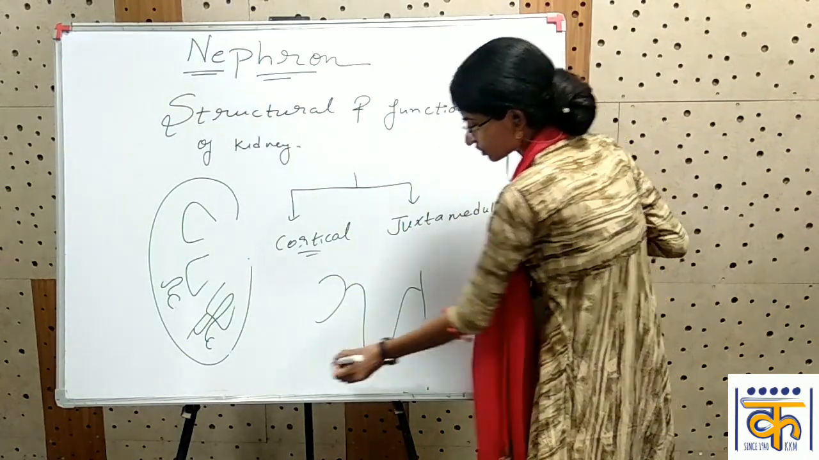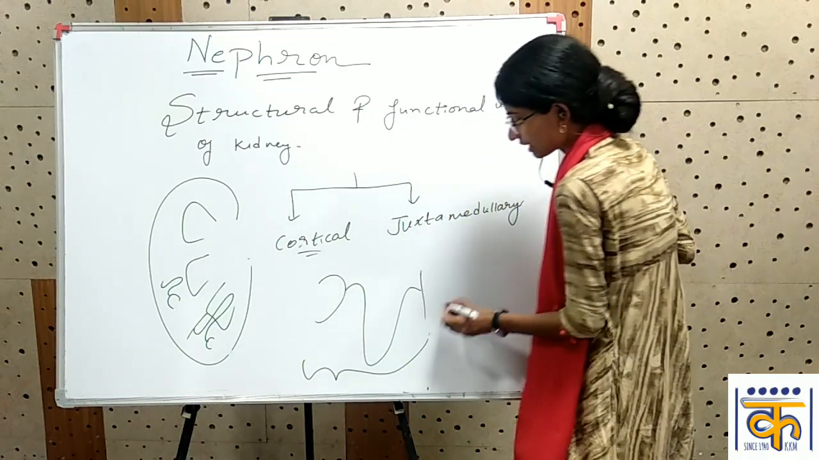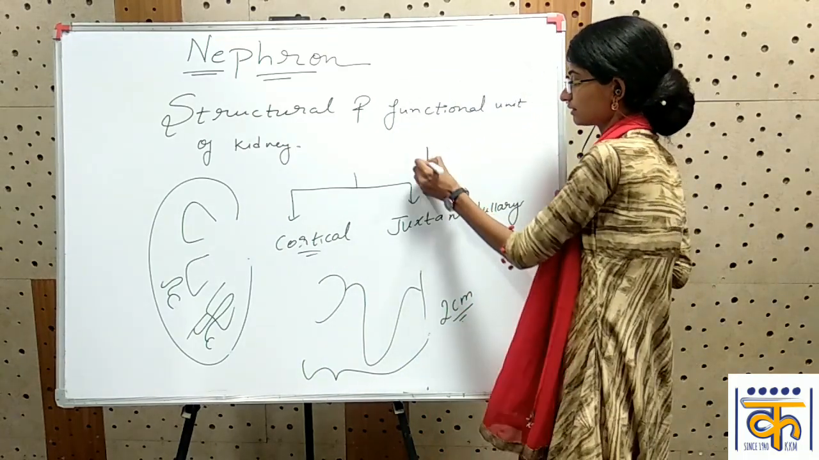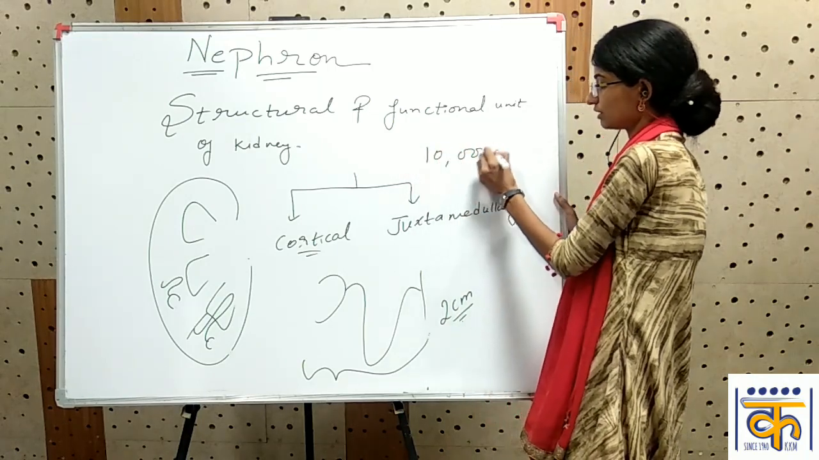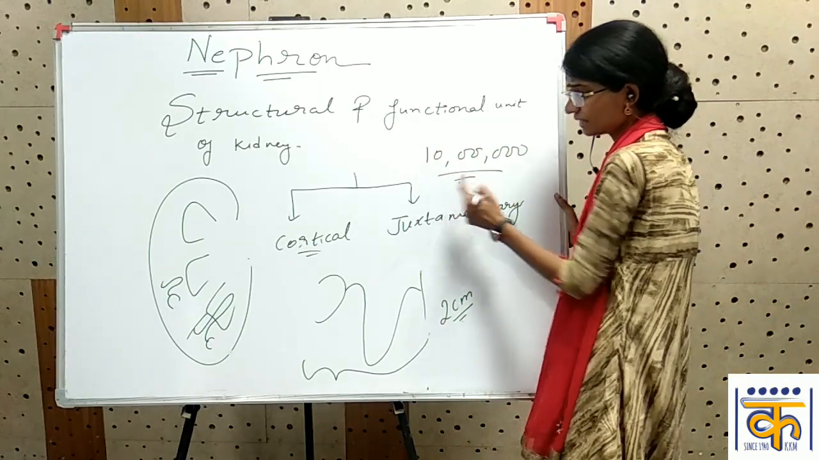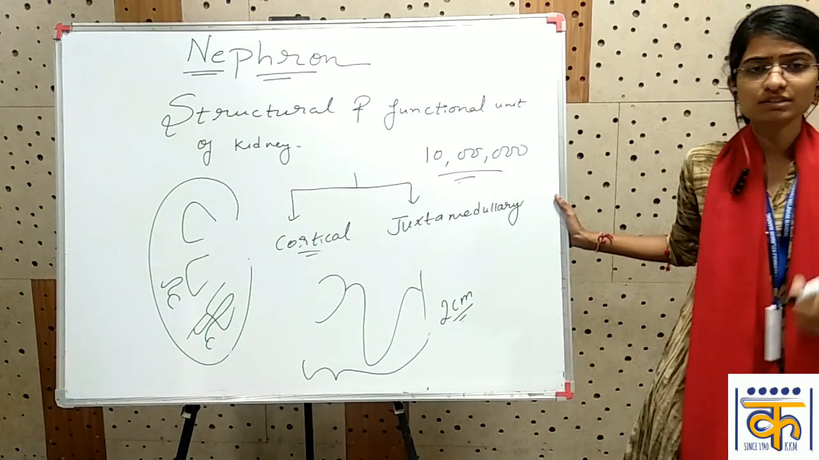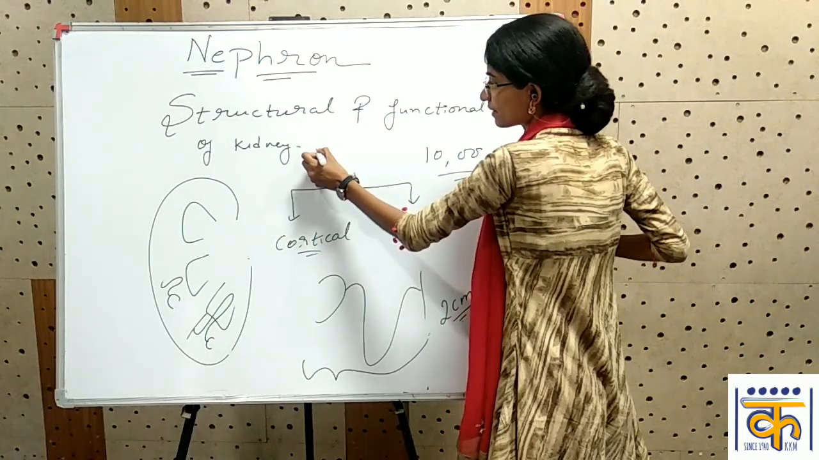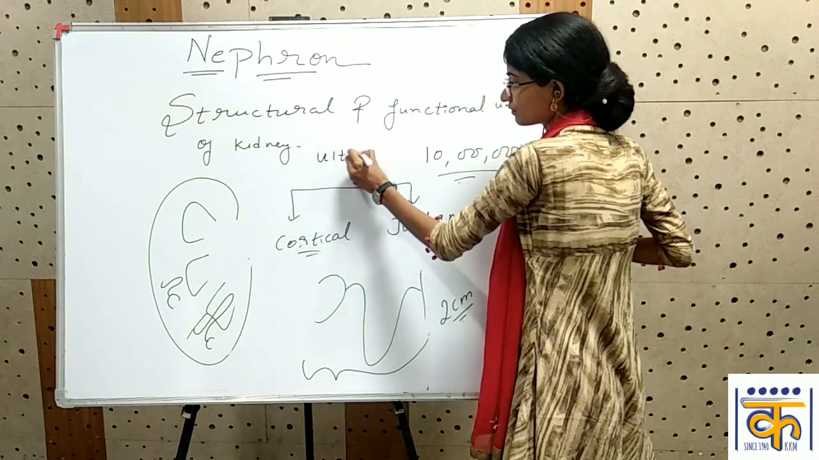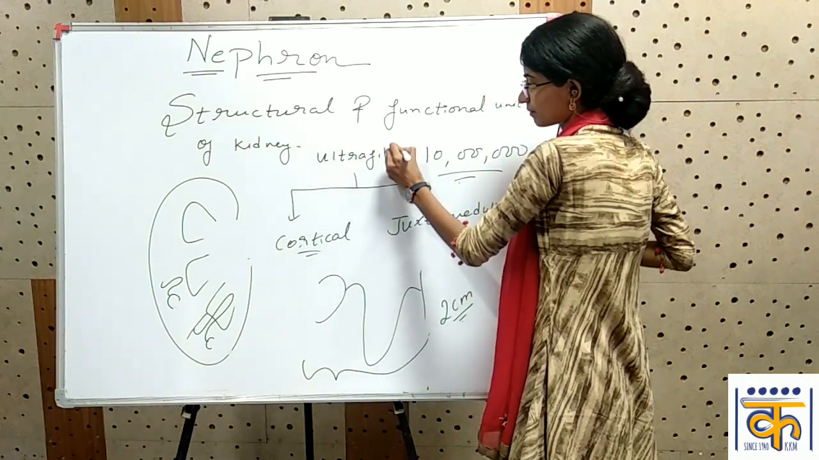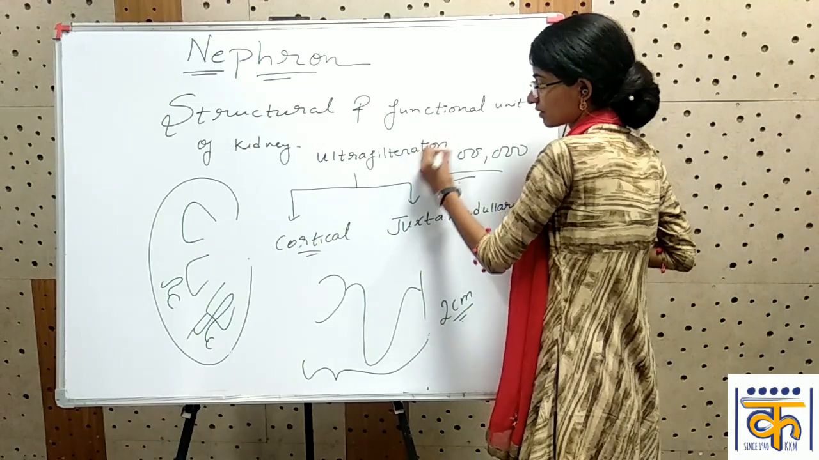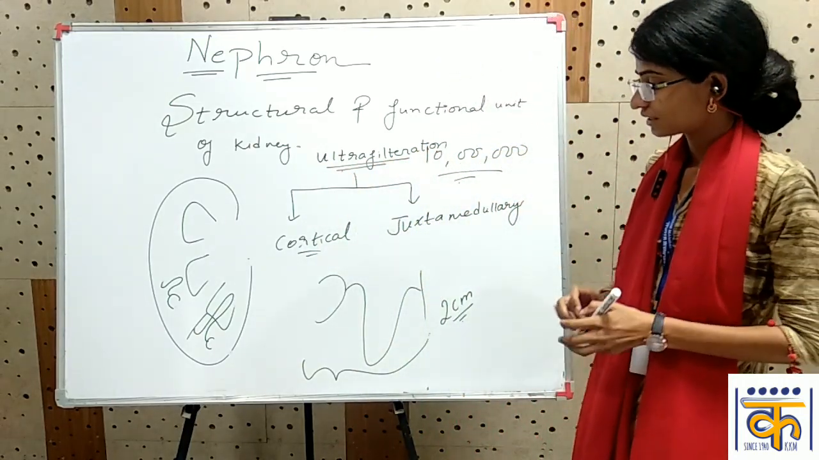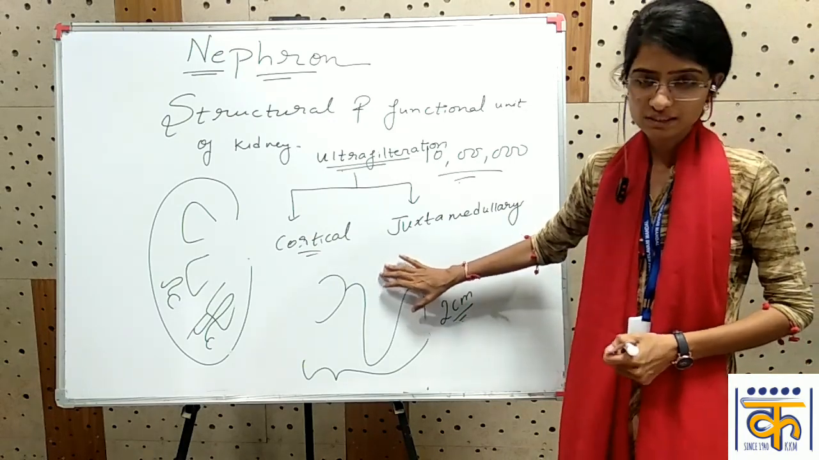This basic structure of nephron is approximately 2 cm in size. There are about 10 lakh such nephrons in each kidney. They carry out filtration, that is removal of nitrogenous waste from the body at a very minute level, and the process is termed as ultrafiltration. Now how this process occurs within the nephron, that we'll be studying in detail.